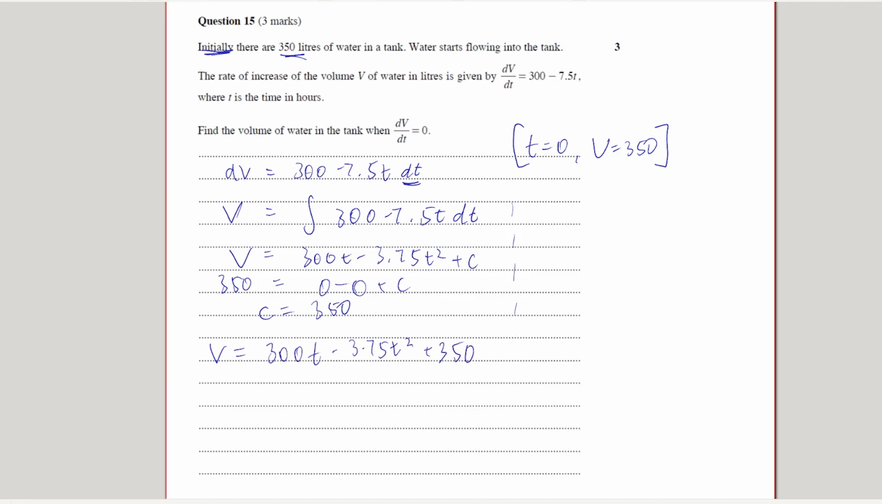So now that we have the equation for the volume, we have to figure out, on the side, when dV/dt equals 0. When does that happen? Okay, so t equals what? This is easy. All you have to do is plug it in here. 0 equals 300 minus 7.5t, rearrange, 7.5t equals 300, and then if you divide it out, t has to be 40.